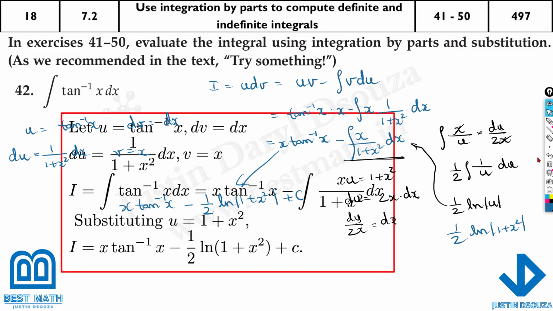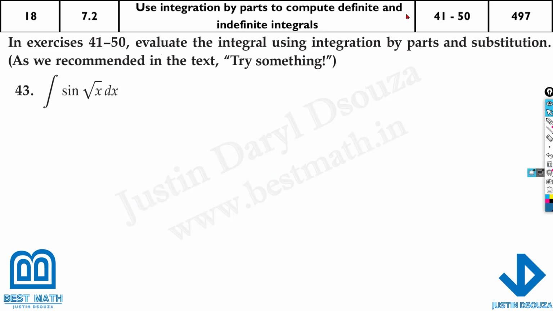Now we will see the next problem. I'll be solving all the problems. If you're thorough with this, you can just skip ahead and go to the next problems by yourselves. Now this is a different type. If you understand this problem, you can try all the remaining problems by yourselves.